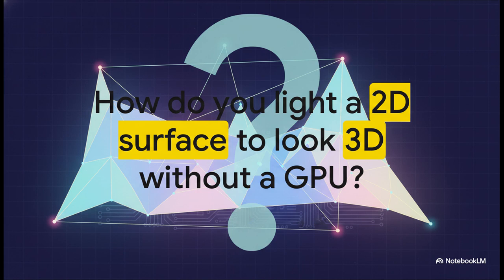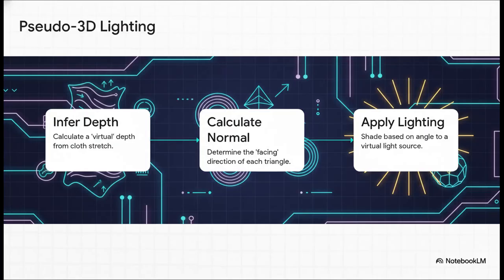Without some big, heavy 3D graphics engine doing all the work for them, the engineers had to get clever. They had to invent a way to calculate realistic lighting and shading for every single one of those tiny triangles making up the cloth. And the solution is just this beautiful, elegant, 3-step fake. It's awesome. First, they figured out a virtual depth for each point. Basically, if the cloth is all bunched up, that part is closer to you.